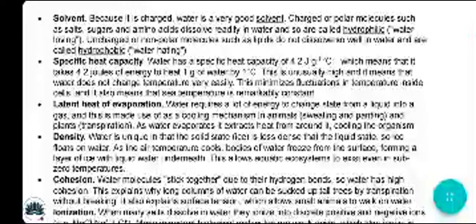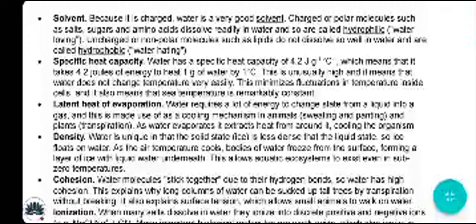Okay, specific heat capacity. Water has a specific heat capacity of 4.2 joules per gram per degree Celsius, which means that it takes 4.2 joules of energy to heat 1 gram of water by 1 degree Celsius. This is unusually high, and it means that water does not change temperature very easily. This minimizes fluctuations in temperature inside cells, and it also means that sea temperature is remarkably constant.